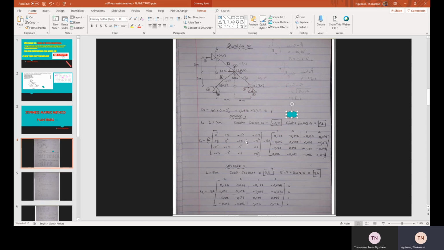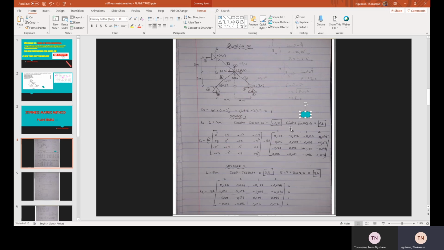Then we have cos times sine, which is minus 0.8 times 0.6 times 1 over 5. Remember, don't forget that there is 1 over 5 on the outside here. Okay, then we continue. We have minus cos squared times 1 over 5. We have cos and sine here, so we constructed those values here.